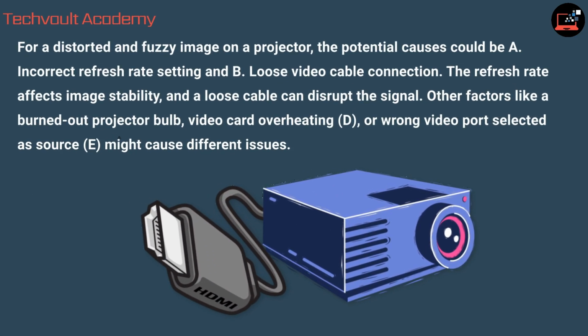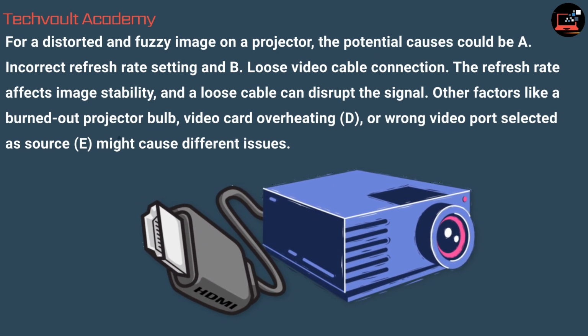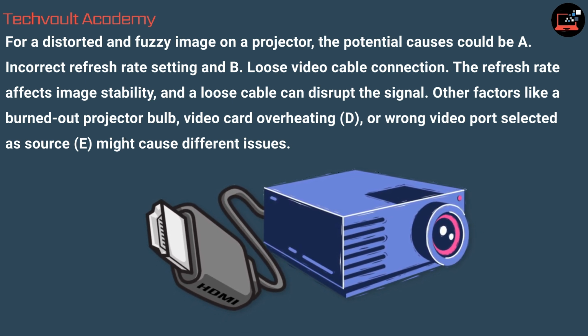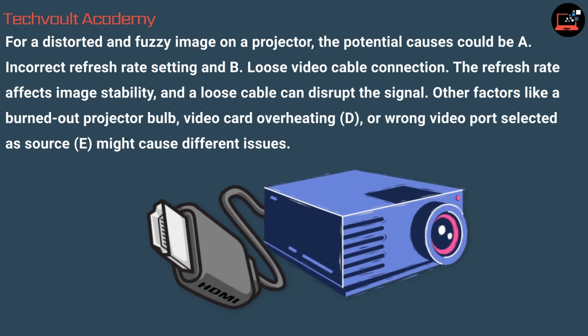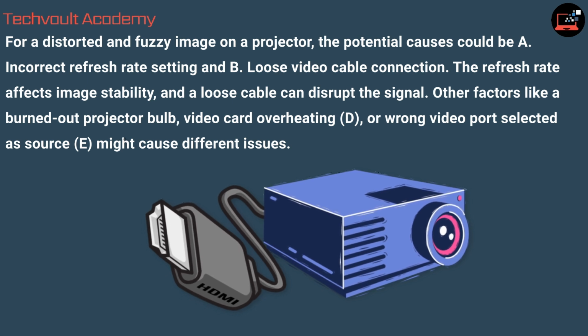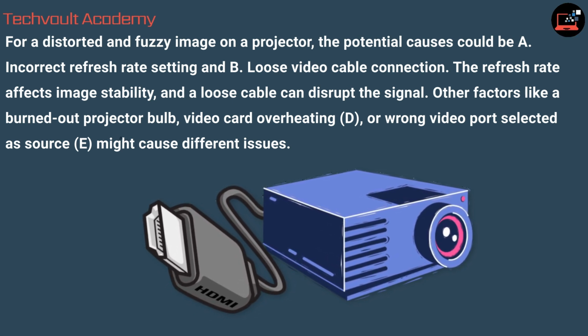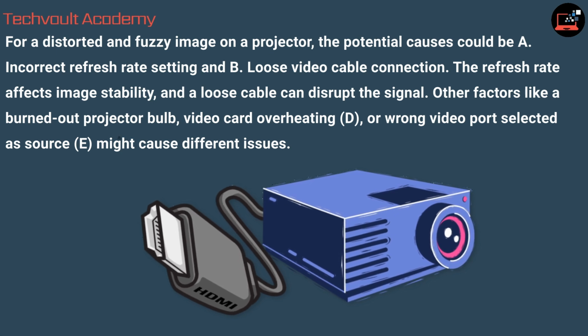For a distorted and fuzzy image on a projector, the potential causes could be A. Incorrect refresh rate setting, and B. Loose video cable connection. The refresh rate affects image stability, and a loose cable can disrupt the signal. Other factors like a burned out projector bulb, C, video card overheating, D, or wrong video port selected as source, E, might cause different issues.